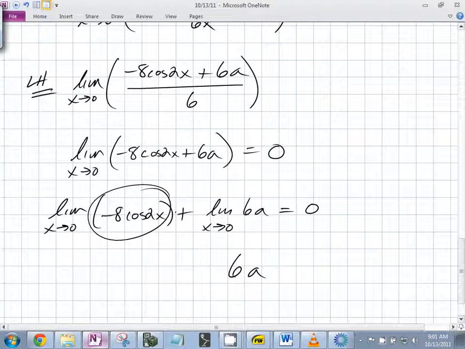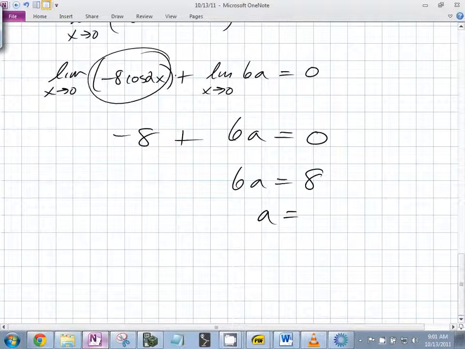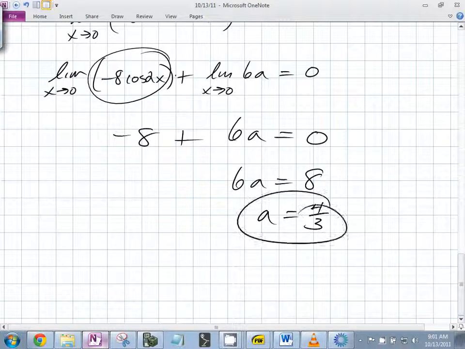And what's the limit as x goes to 0 of negative 8 cosine 2x? So you know that this has to be 0. So 6a has to be 8. So what is a? 4/3. And we already know that b is negative 2.